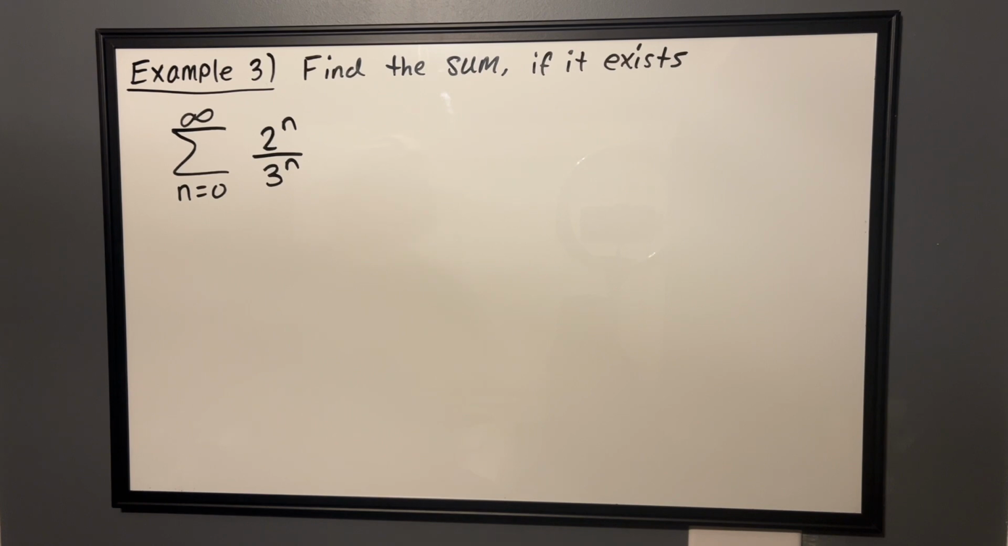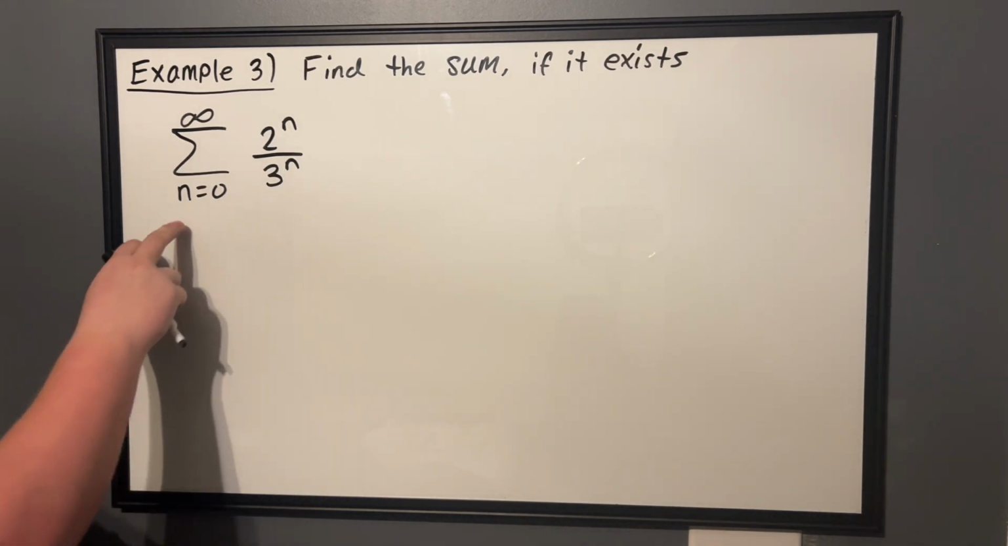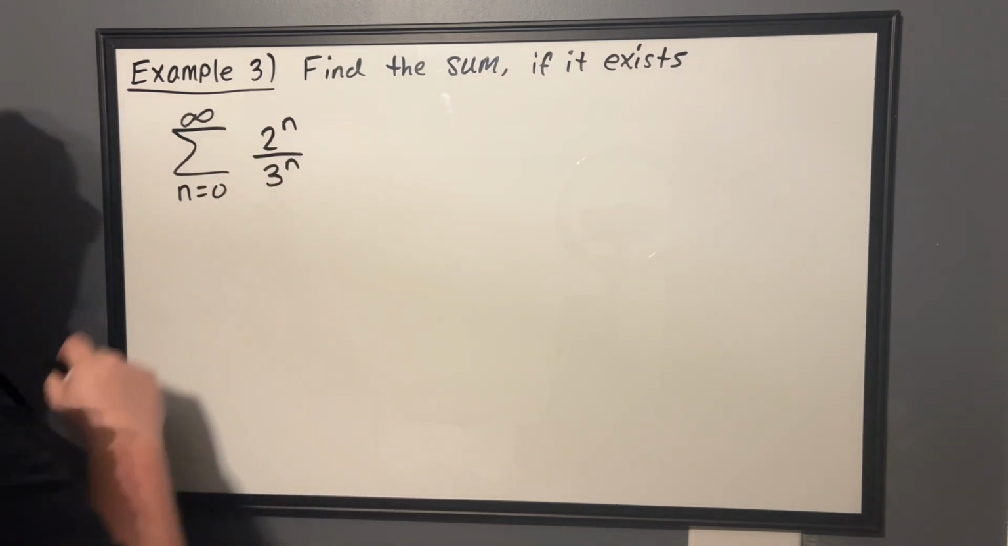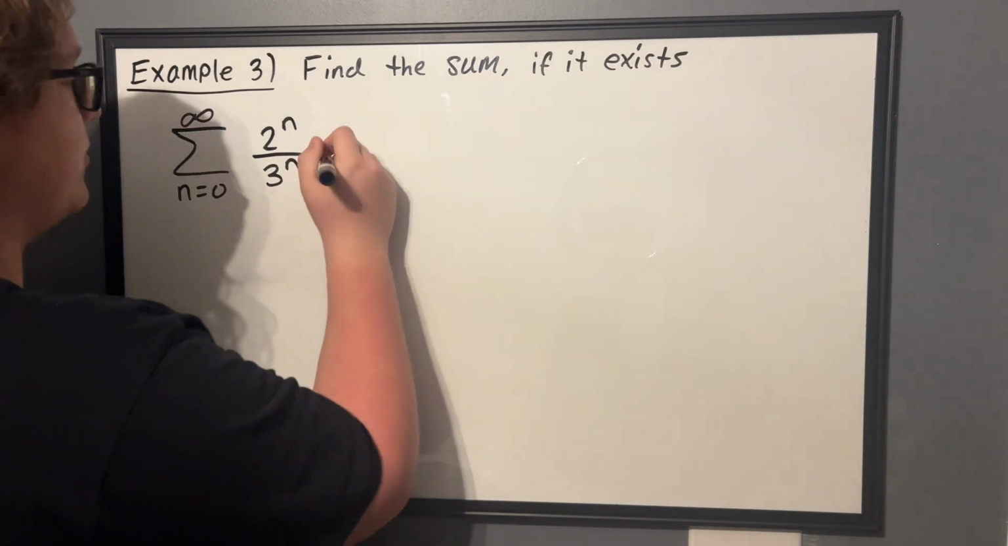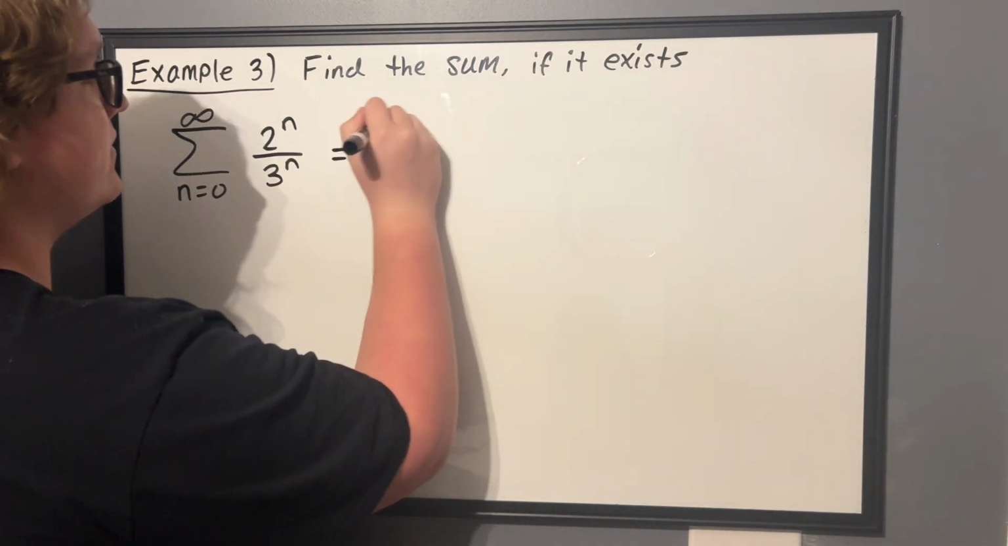All right, so here we have example number 3, and we want to again find the sum, if it exists, of the series from n equals 0 to infinity of 2 to the n over 3 to the n. Now, when you're looking at this, you may not immediately see why this is a geometric series. But what we're able to do is, like I was talking about in the first example, we can oftentimes rewrite these fractions that we have.